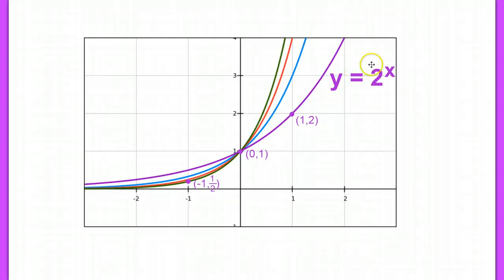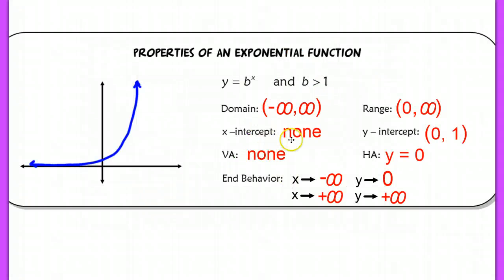Okay, anything I plug into this function here can never actually become negative or equal 0. So we have an asymptote at y equals 0. We have no x-intercept. We have one y-intercept at (0, 1). We have a vertical asymptote, or I'm sorry, we don't have a vertical asymptote, and we have a horizontal asymptote at y equals 0. For our end behavior, as x approaches negative infinity, y approaches 0. And as x approaches positive infinity, y also approaches positive infinity.